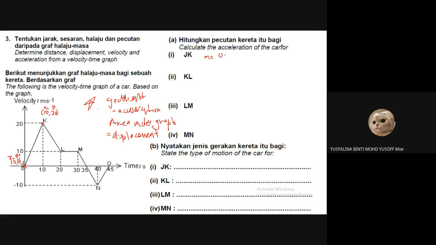Okay, 0 minus 20 divided by 0 minus 10. So you will get negative 20 divided by negative 10. Negative 20 divided by negative 10, you will get 2. And then remember the unit for acceleration is ms⁻². Very good, Jayu. So remember every time you calculate, put the unit.